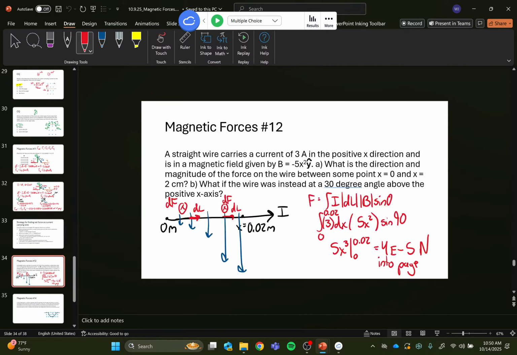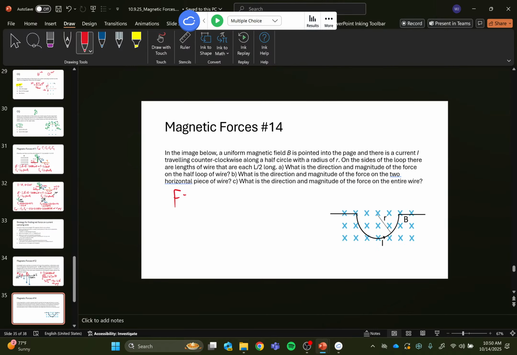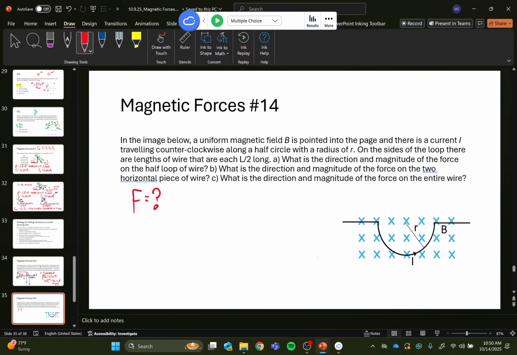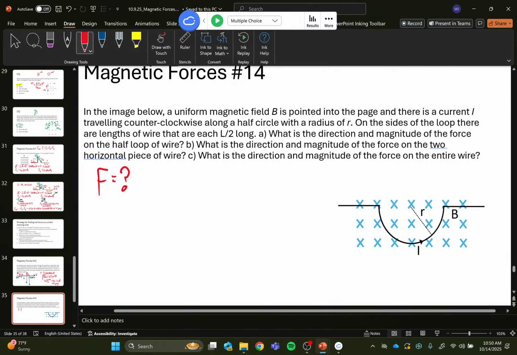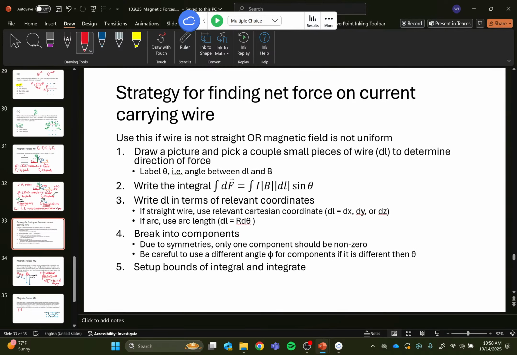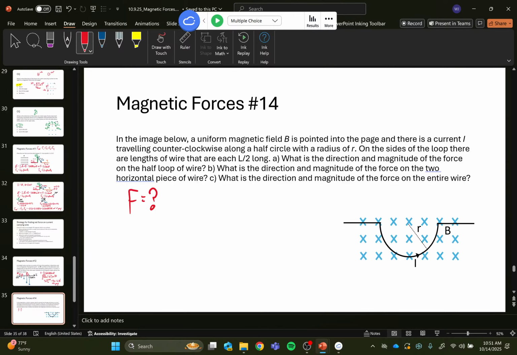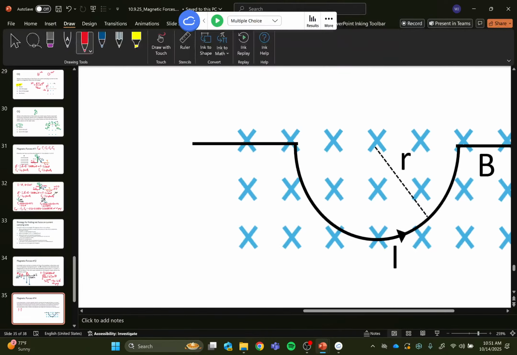First we identify we're solving for force: F equals question mark. How do you know this is an integral? It's a good question. The first step is knowing when to use the integral. Use it if the wire is not straight or if the magnetic field is not uniform. So for part B, we will not integrate. All right, so let's pick a couple pieces of wire.